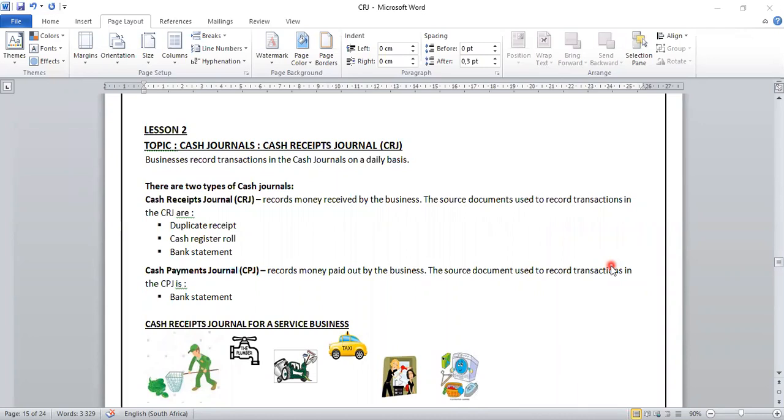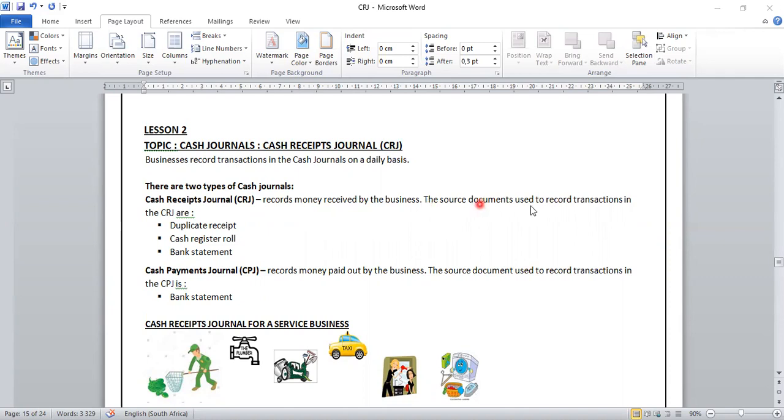Today, we will be looking at lesson 2, and our topic for today is cash journals. We will be looking closely at how to record transactions in the cash receipt journal. Businesses record transactions in the cash journals on a daily basis. There are two types of cash journals, the cash receipt journal and the cash payment journal. The cash receipt journal records money received by the business.